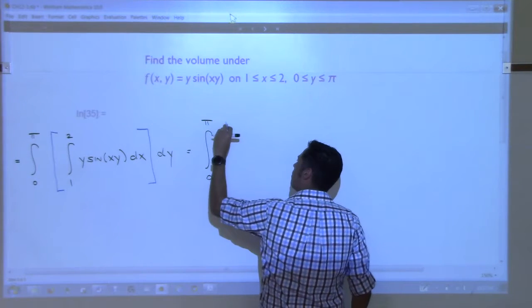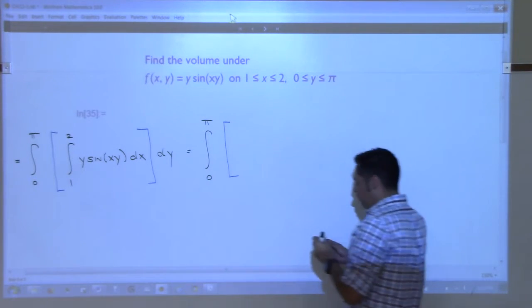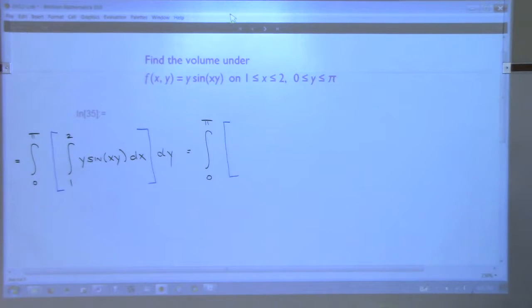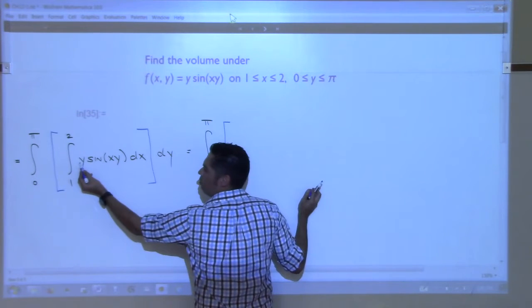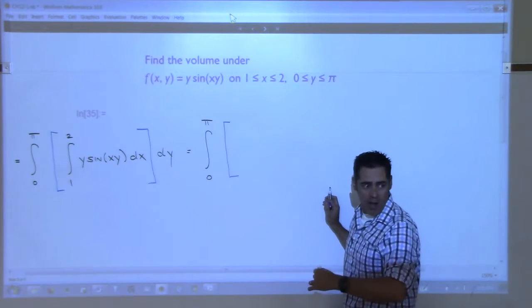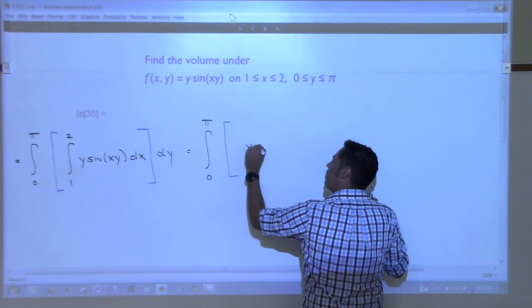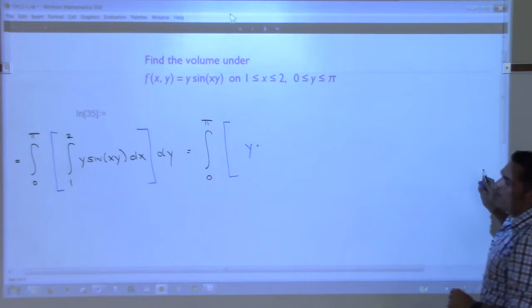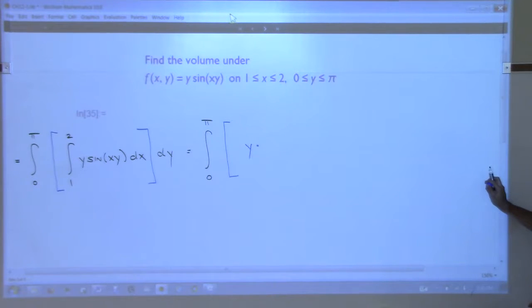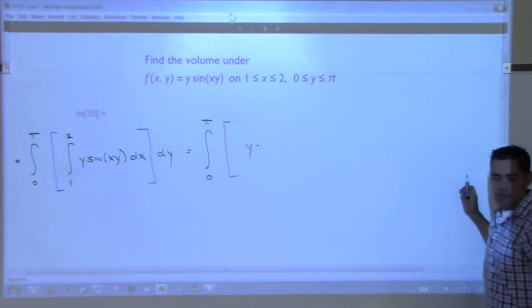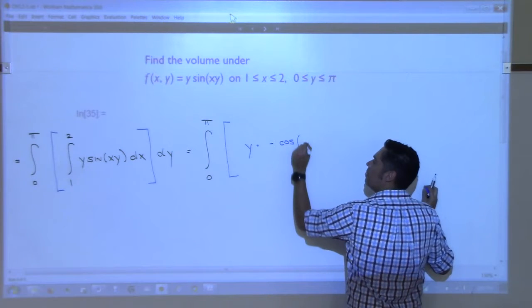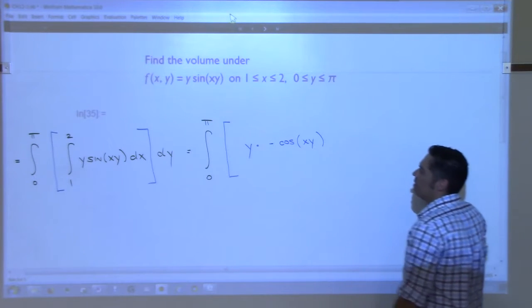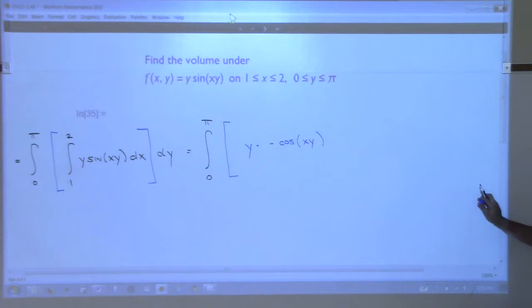Now, what is the antiderivative of y sine of xy? Negative cosine xy. Yeah, so let's do this first. Y is just a constant, right? So it comes for the ride. So that's going to be here. Now what's the antiderivative of sine of yx with respect to x? You said negative cosine of xy. What's missing there? Negative 1 over y.